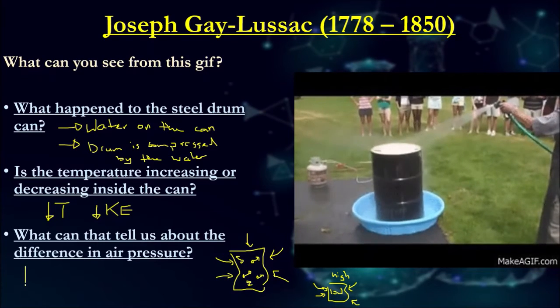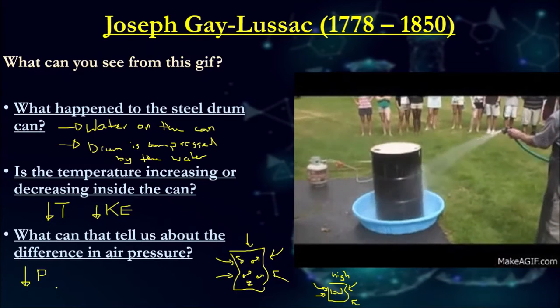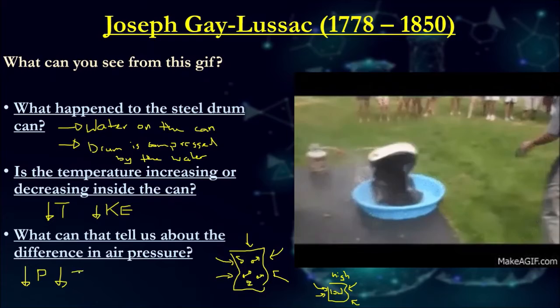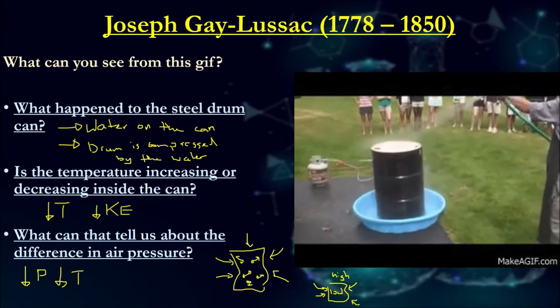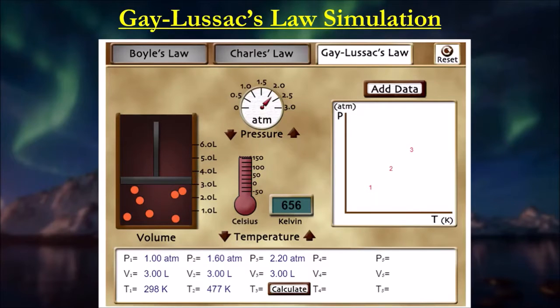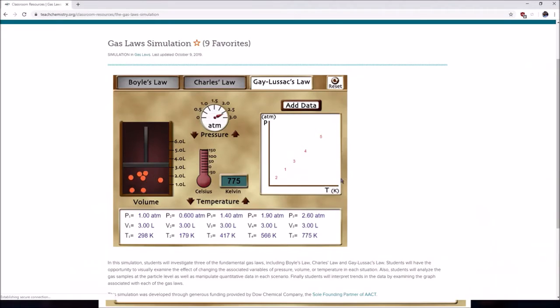So what can we say? We have lowered the pressure because there's a lower temperature, and that has led to the compression of our drum. If I want to show the relationship between pressure and temperature, I can use my trusted simulation. So on Gay-Lussac's law, we are coming up with the idea that volume stays constant, so the amount of space the particles can occupy stays the same. The amount of particles that are available in this system is also the same.